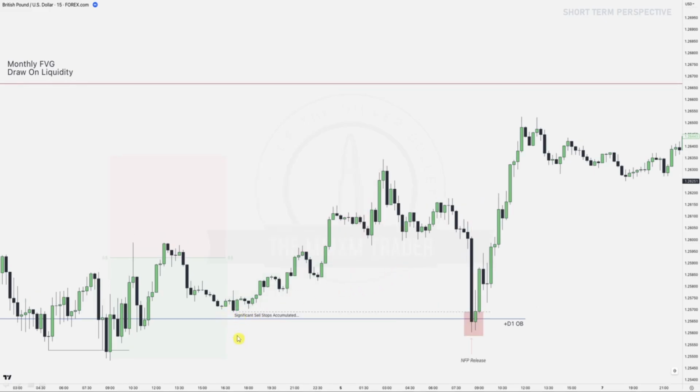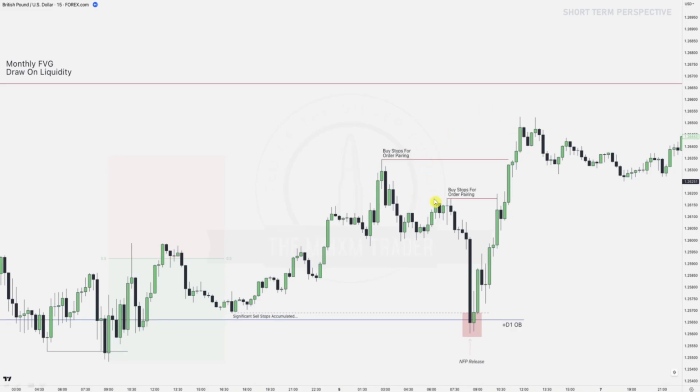So now we've accumulated those significant sell stops, right? We have order pairing below it after that NFP release, dropping down into the daily discount order block, and then over here we can see order pairing happening and then continuation up. So how does that look on a lower time frame, and can we even trade this, and is there an opportunity to get in to go for that monthly drawn liquidity, right? That monthly fair value gap.